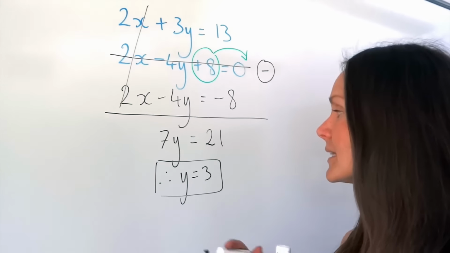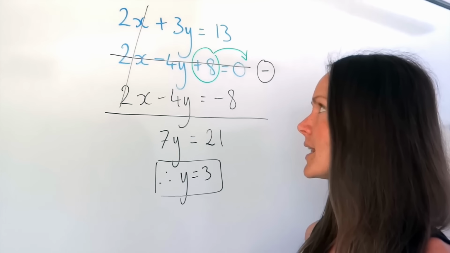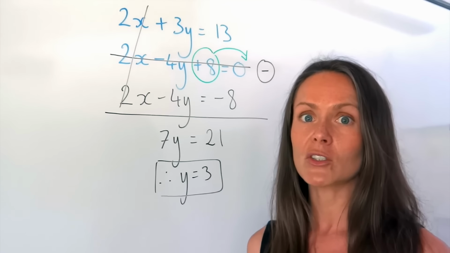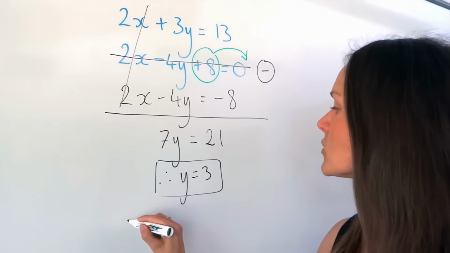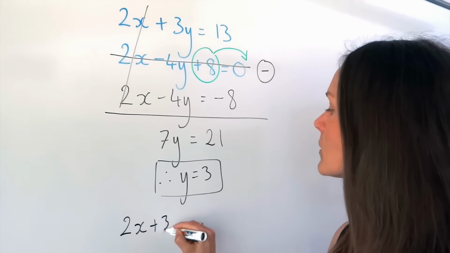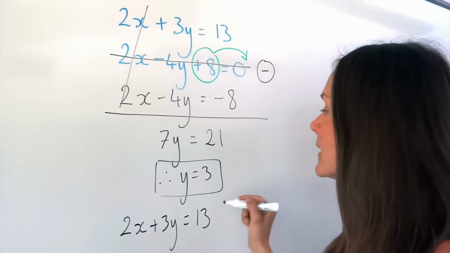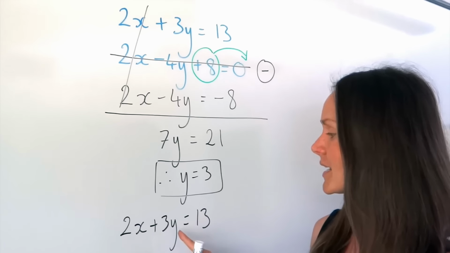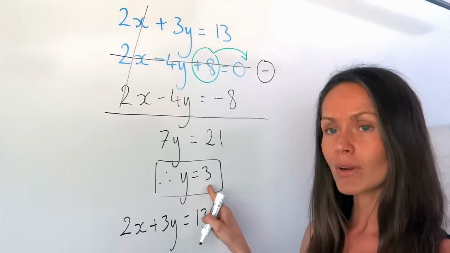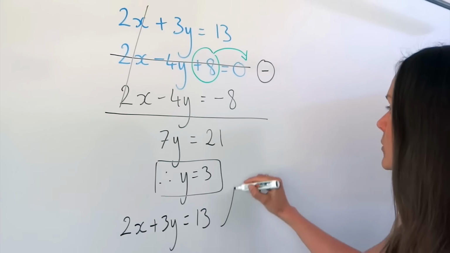Now, using exactly the same method as before to find the other letter, write out one of the original equations again. So I'm just going to choose the top one. It doesn't matter which one though. So 2x plus 3y equals 13. Now I need to substitute in my y value. So I'm going to replace the letter y with the number 3, because y is 3.